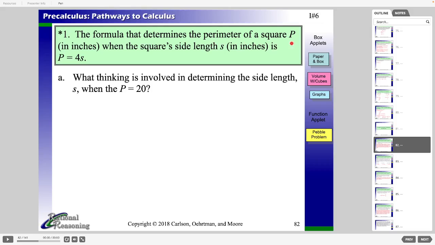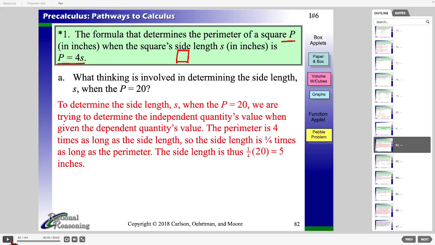The formula that determines the perimeter of a square is P equals 4S, right? Because you've got four sides and all the side lengths are the same. So S plus S plus S plus S, which is 4S. So what they get involved in is determining the side length S when P equals 20. So we know 20, and we would need to divide by 4, right? 20 divided by 4 would give us a side length, because 20 is the length of all four sides added together. Okay, so yes, take 20 divided by 4, we get 5 inches for the length of a side.